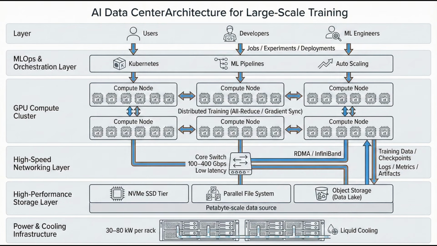Let's summarize this entire flow. First, ML engineers submit their training job, then Kubernetes schedules it, the high speed network synchronizes gradients, data is pulled from storage, checkpoints and logs are saved, and power and cooling keep everything running. This entire stack is what enables large scale AI training.